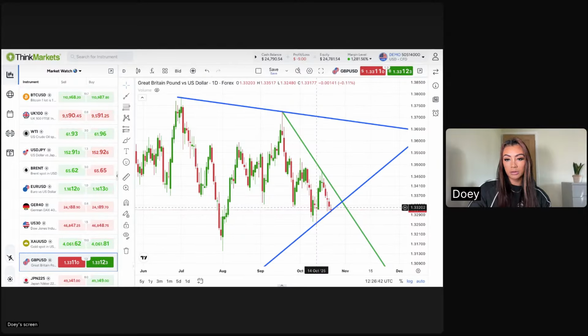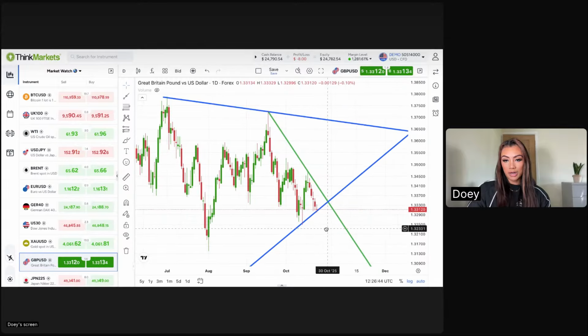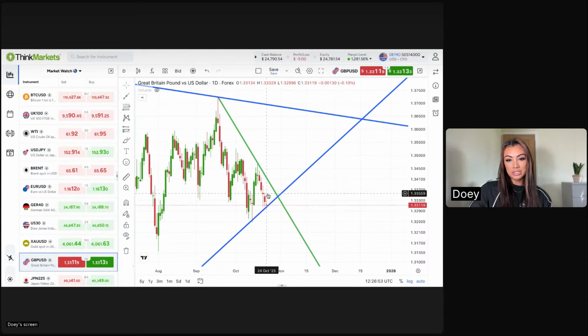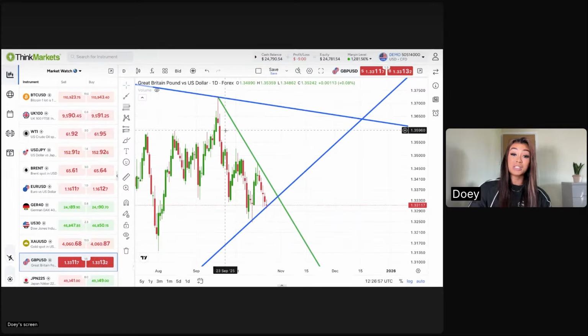Last week we rejected off it. Now we're back here again. And this green is also a daily trend line as well. So you can see we're very close to the end here. So we're going to break through, but obviously this is a daily.